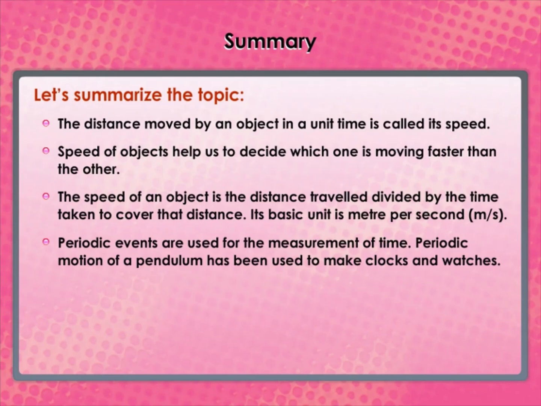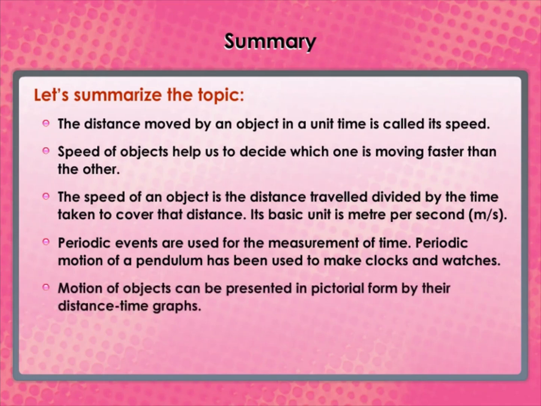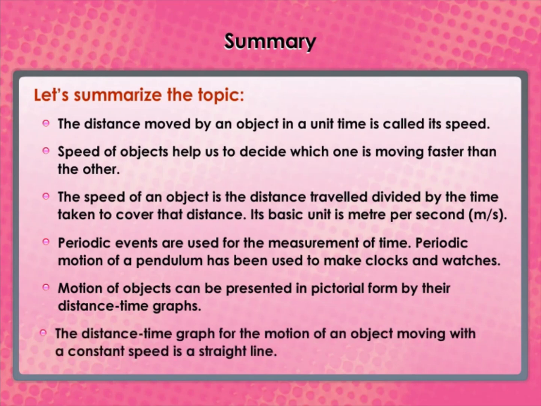Periodic events are used for the measurement of time. Periodic motion of a pendulum has been used to make clocks and watches. Motion of objects can be presented in pictorial form by their distance time graphs. The distance time graph for the motion of an object moving with a constant speed is a straight line.